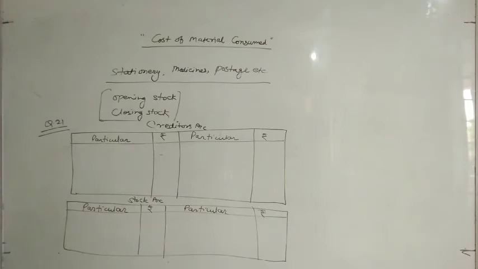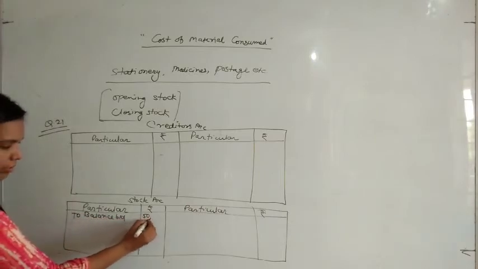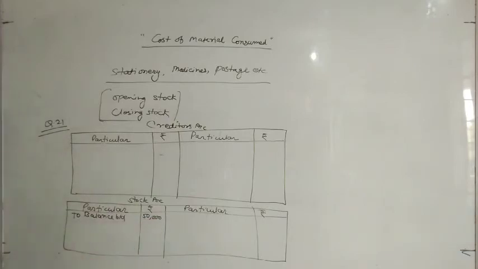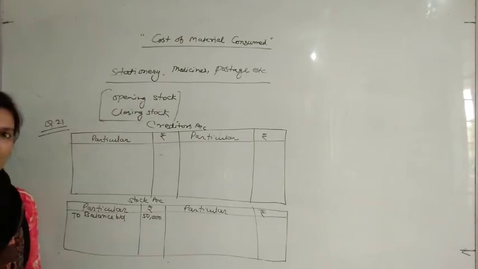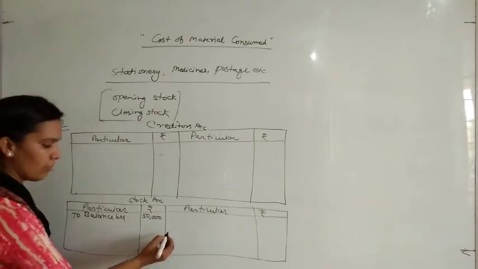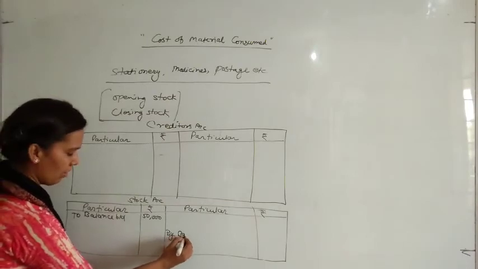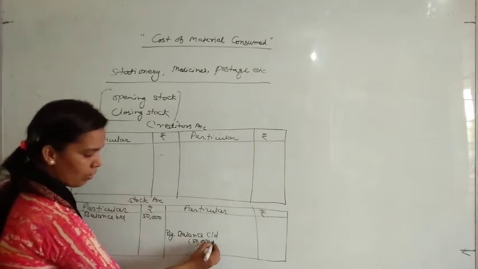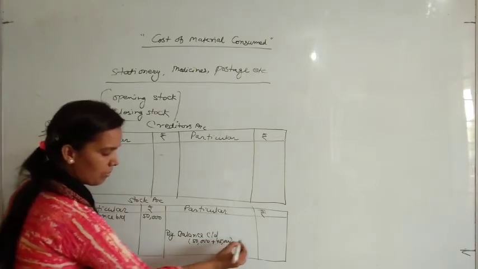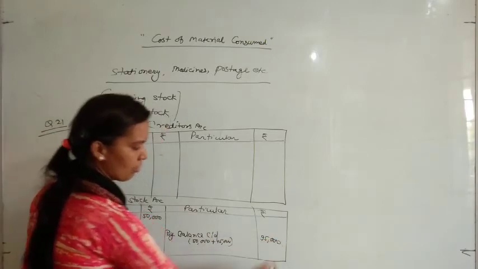Opening stock of medicines 50,000. So this is the opening balance: to balance BD 50,000. Second point, closing stock of medicines is 45,000 more than opening stock. You have opening stock of 50,000, and now your closing stock is 45,000 more than this, meaning 95,000. So you will write here by balance CD, and in brackets you can show 50,000 plus 45,000, meaning the balance is 95,000.